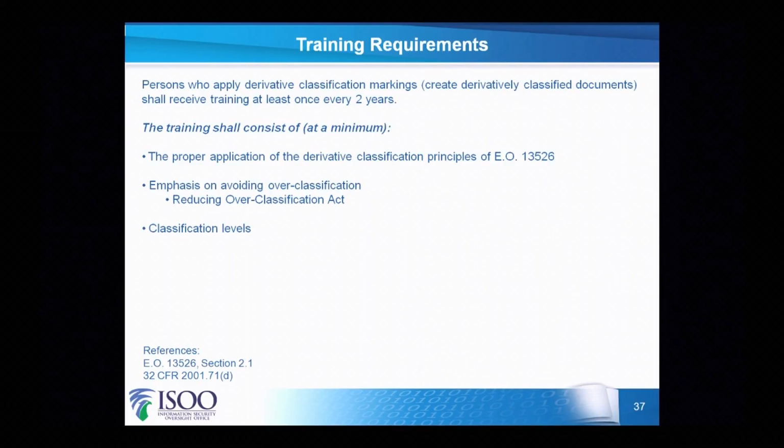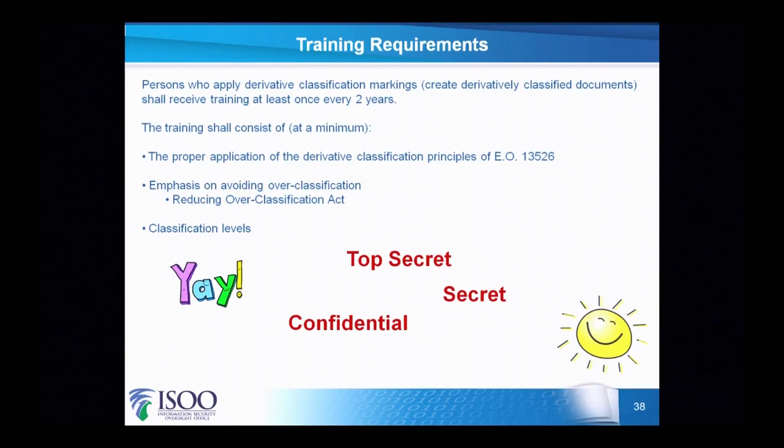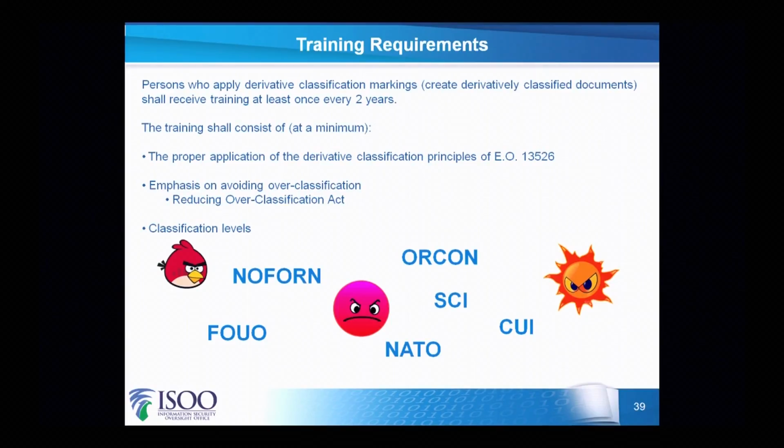Classification levels. There are only 3 levels of classification. Unclassified is not actually a classification level. Neither are these. These are dissemination and control markings. They are not classification levels. CUI is not a classification level, regardless of how important they think they are.